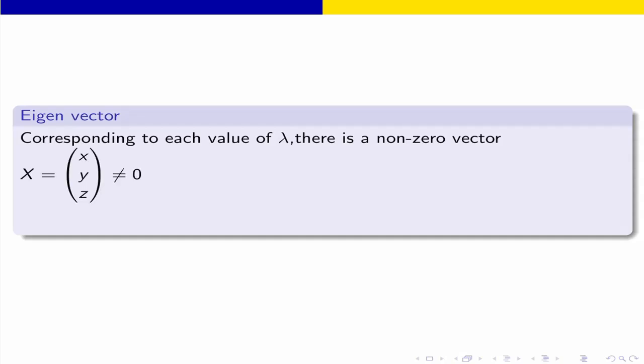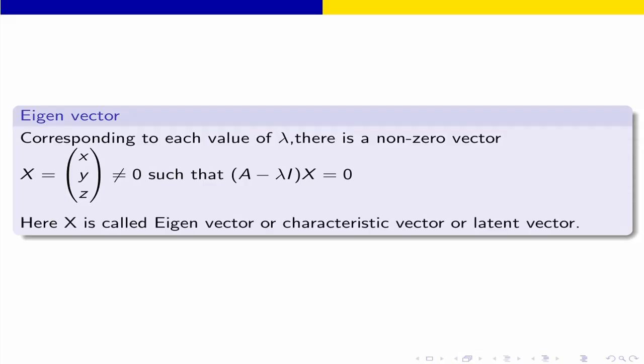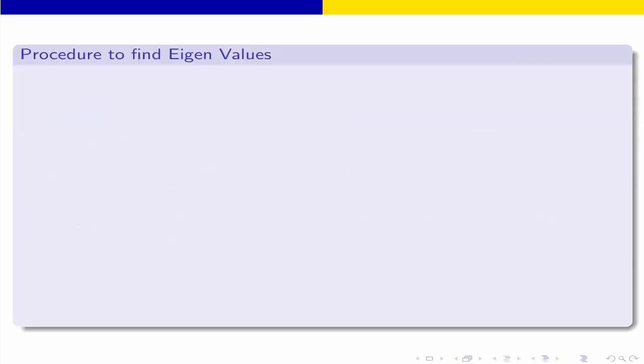So let us consider capital X as the first eigenvector, with entries small x, y, z. That should be a non-zero eigenvector such that A minus lambda I into X is equal to 0. You can substitute the lambda value there, and we can solve it to get the eigenvectors. Here X is called an eigenvector or characteristic vector or Latent vector.